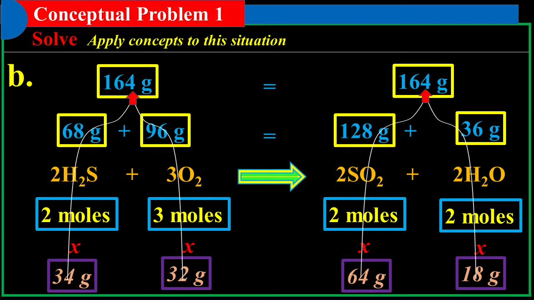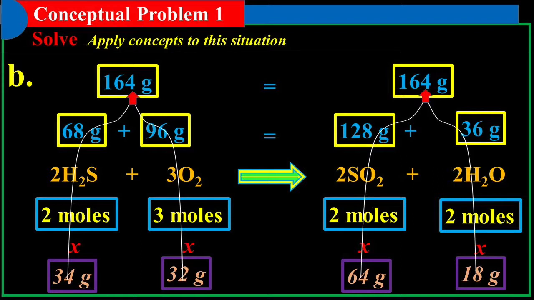And then 64 times 2 is 128. 18 times 2 is 36. 128 plus 36 is 164. And 68 plus 96 is 164. 164 equals 164. This is the basis of what I do in stoichiometry.